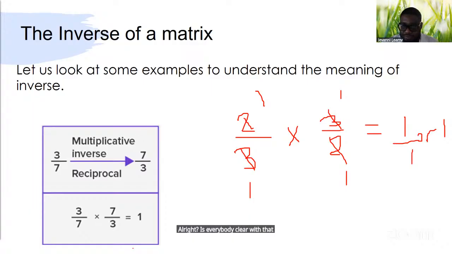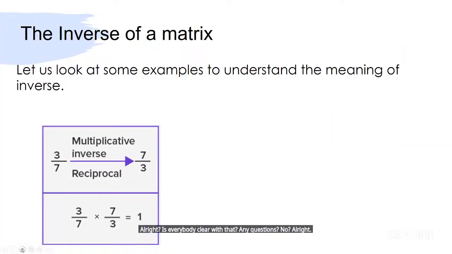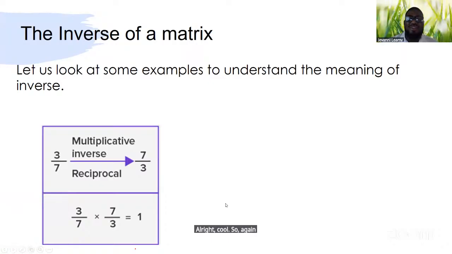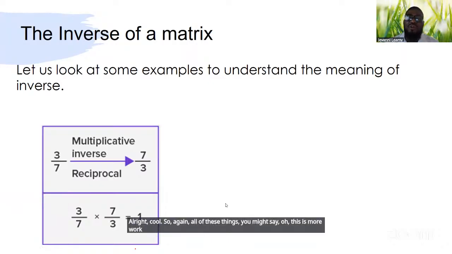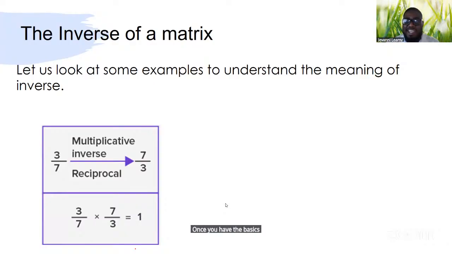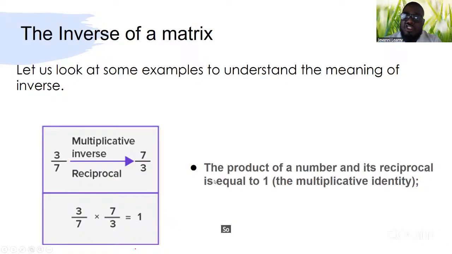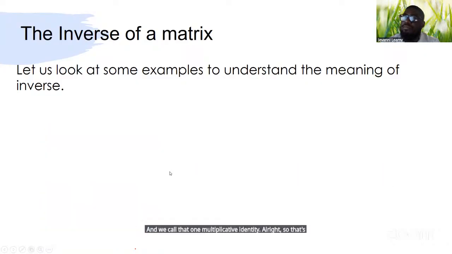Any questions? No? All right, cool. Again, all of these things you might say, oh, this is more work. But once you have the basics, the knowledge and the why, instead of just getting a formula and rocking with it, you can see that this is practical and you can use it in your future questions. So the product of a number and its reciprocal is equal to 1, and we call that 1 the multiplicative identity.